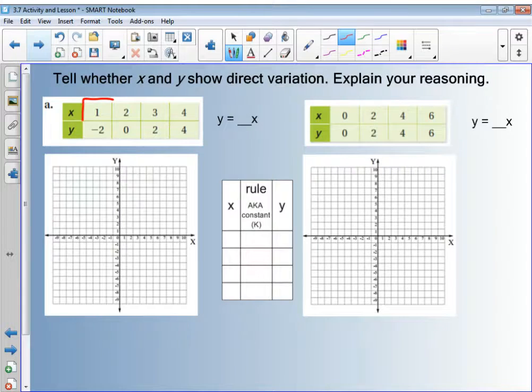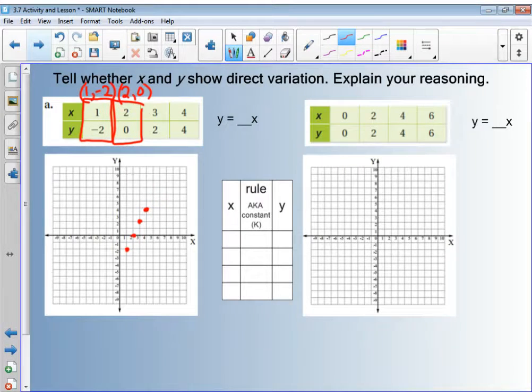When we graph these, this set right here is the same as saying 1, -2. That's our set of coordinates. It's just a different way that they've set up a table. This next one would be 2, 0, and so forth. So I'm going to go over to 1, down to -2 and put my dot. Over to 2, stay at 0. Over to 3, up to 2. And over to 4, up to 4.